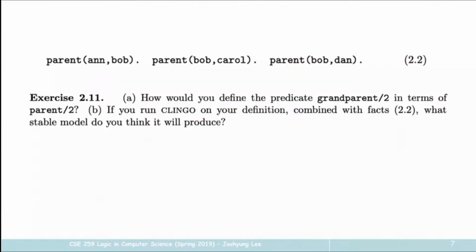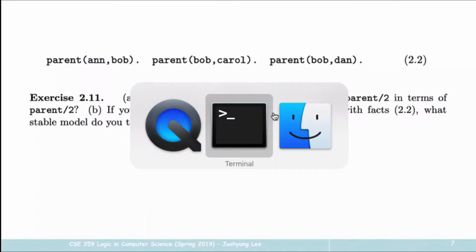Okay, so definitions. We looked at this small database before. We have the parent relationship, and we used this to define the child relationship. Now let's do something else on top of this. Given this database, how would you define the predicate grandparent in terms of parent? How are we going to do this? Let's look at this together.